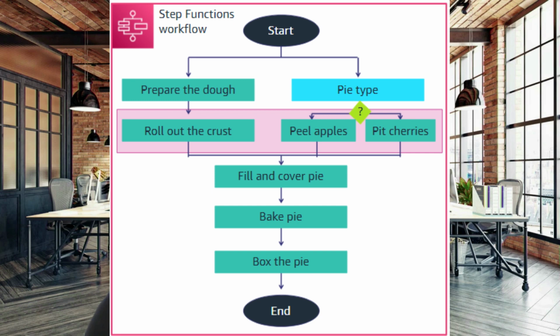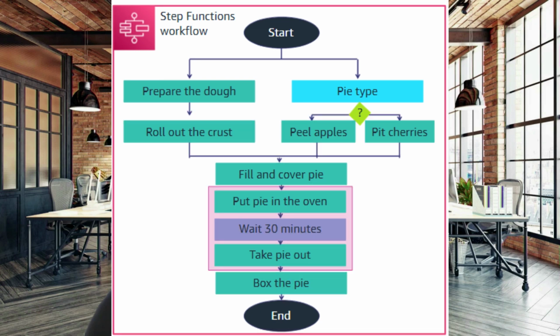Wait states. You can use wait states to pause processing for a specific or relative time frame. Use wait states instead of having a Lambda function wait for work to complete. In this example, we replace the bake pie function with three items. You can use a put pie in the oven function and a take pie out of the oven function with a wait state set for 30 minutes. This technique is more efficient and less costly for Lambda. If you build wait time into a Lambda function, you pay for that idle time. The cost of Step Functions is based on the number of state transitions, not how long it takes to move from one state to another.